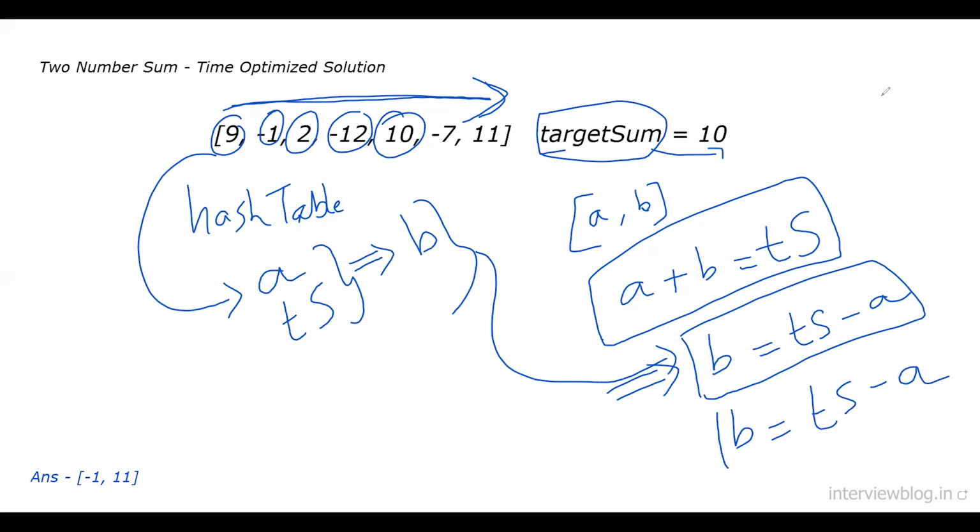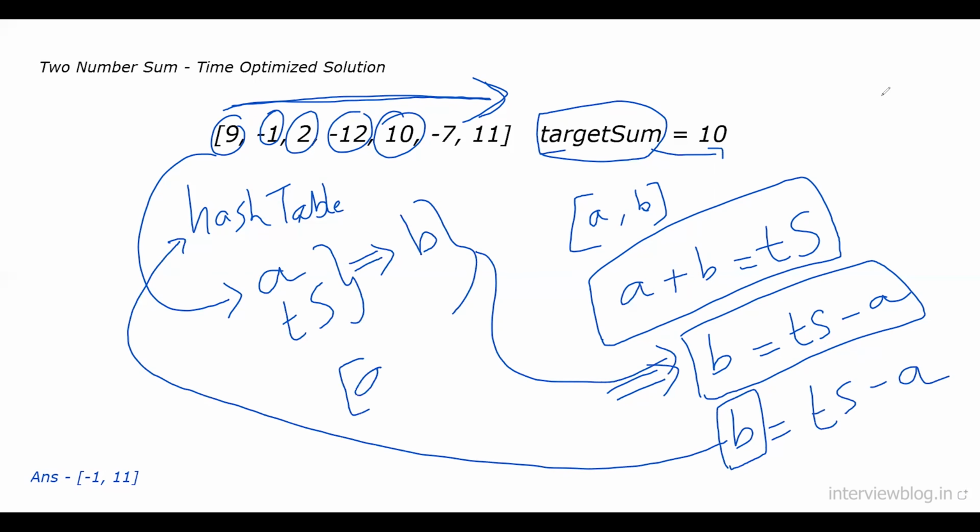So after calculating B, we will check if this B is present in the hash table. If this B is present in the hash table, it means that we have found the pair. That is, we have found A and B. Both of these elements are present in the given input array, and hence we can return this as our answer. And if B is not present in the hash table, we will simply add that A to our hash table, saying that we have visited the number A. That is, we have the number A in our array.